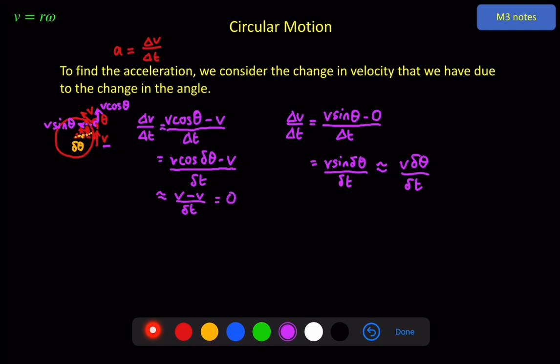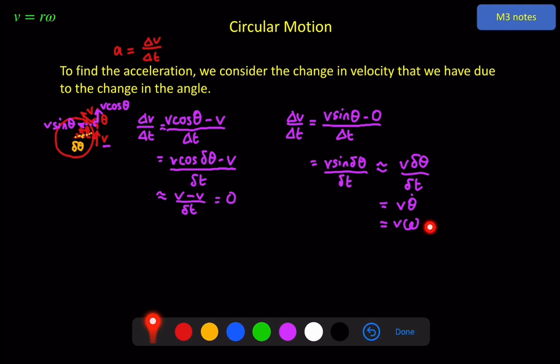So this one becomes 0, and this one becomes v d theta by dt, which is theta dot, which we've already called omega. So that's the background to the final comment here, which is to say that the original direction, the tangential direction, has no acceleration if the tangential speed remains constant from this point to this point. When we look at vertical circles, we'll consider what happens if that's not the case.